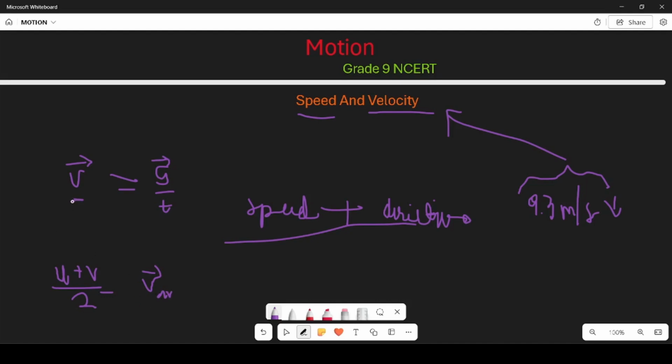This is how you represent average velocity. This is how you represent velocity. This is how you represent speed. This is how you represent distance, and this is displacement. The time is very simple, it's just a t. So that's how you can represent average velocity.